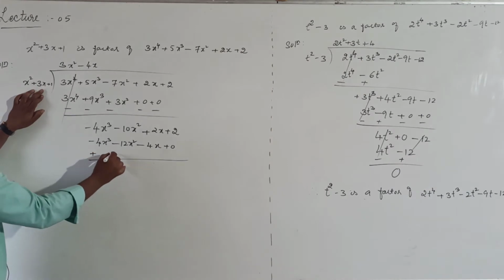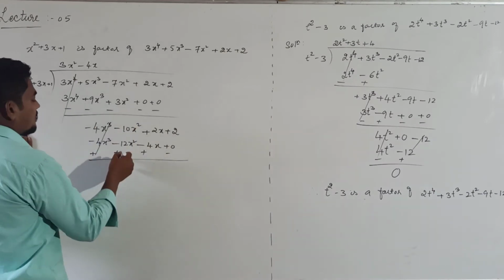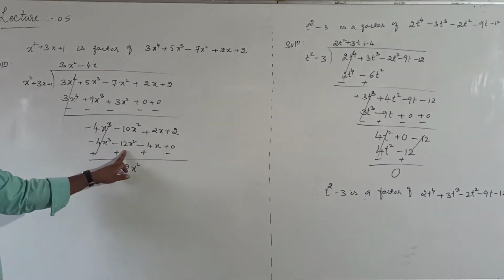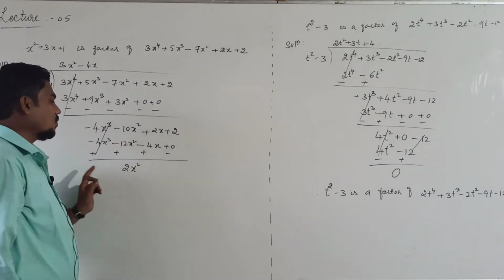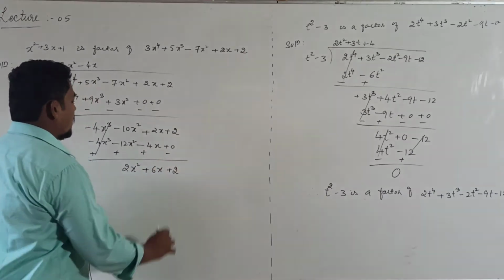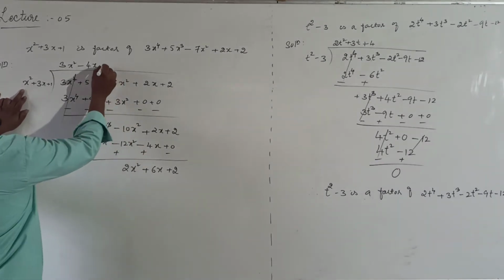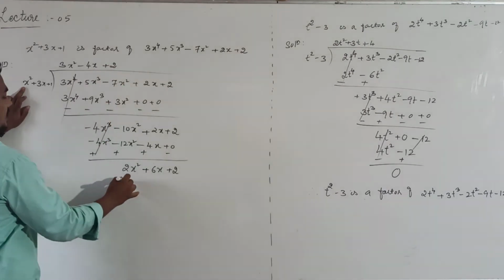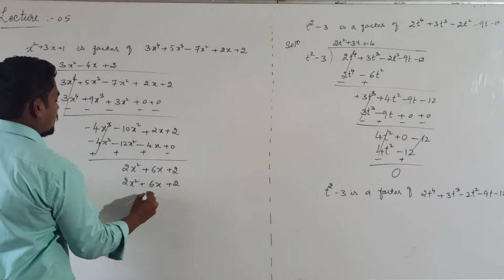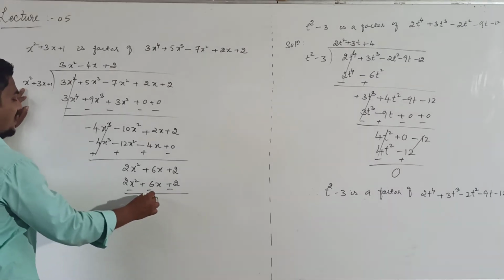Now just reverse the signs, positive, positive, negative. These two terms will get cancelled. Means minus 10x square plus 12x square is 2x square, and 2x plus 4x is plus 6x, plus 2. Now for getting 2x square, which term do we need to multiply by? That is 2 only. Then we get 2x square plus 6x plus 2. Now just reverse the signs because we are subtracting. Clearly we get remainder 0.